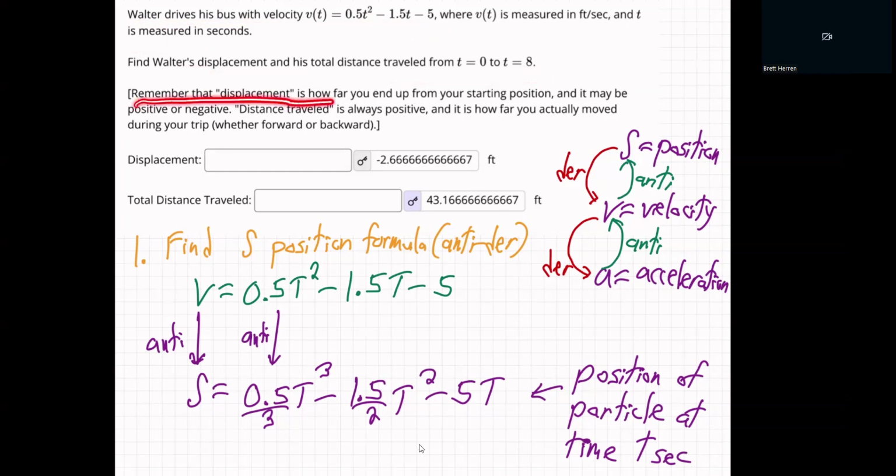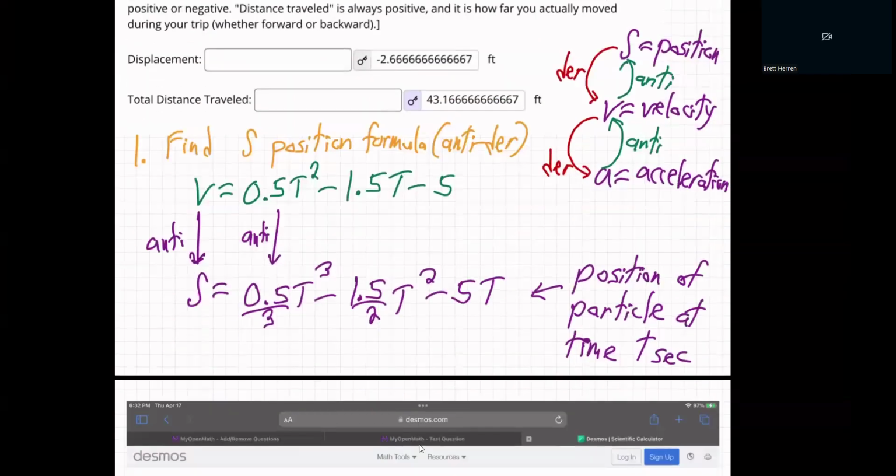Remember that displacement is how far you end up from your starting position, and it may be positive or negative, right or left. Distance traveled is always positive. It's how far you actually move during your trip, whether forward or backward. All right, how do we do it?